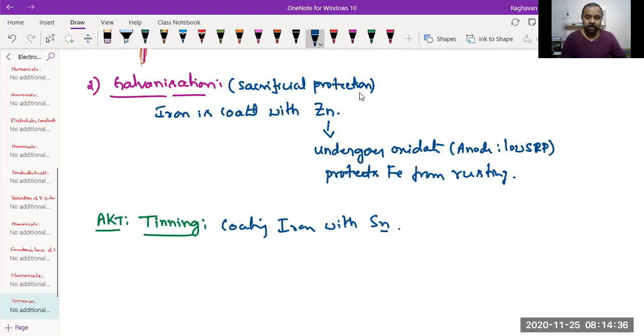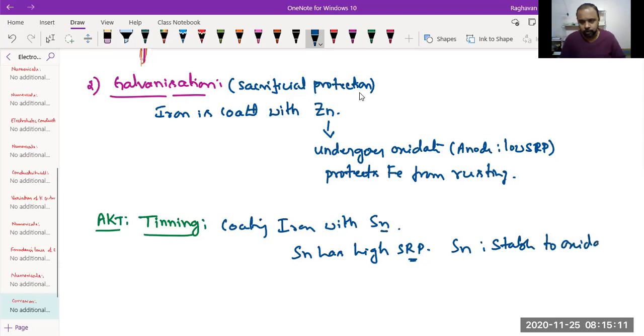Zinc is above iron, whereas tin is below iron actually. So tin has high SRP. So since tin has high SRP, when it is coated onto the surface, what would you think? Then, sir, it is like iron undergoing oxidation. No, no, that is not the reason why tin is coated here. Tin is very stable towards oxidation, and it has a kind of stability like noble gases. Okay, it would be least reactive. Since it is least reactive, the tin is coated onto the iron surface, and as long as tin coating is there, there is no problem.